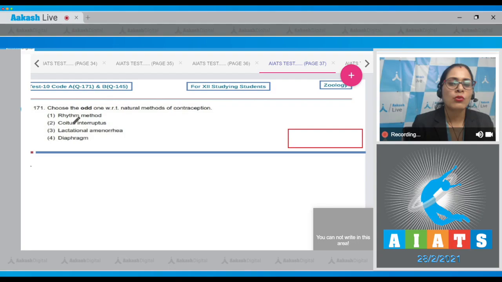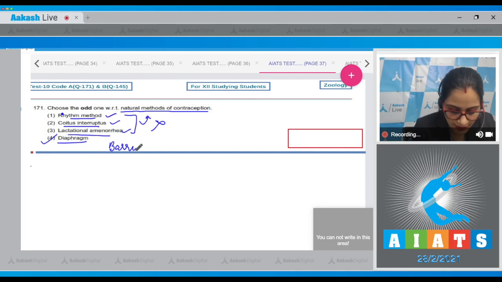Question number 171. Choose the odd one with respect to natural methods of contraception. Options given are rhythm method, coitus interruptus, lactational amenorrhea, and diaphragm. As options 1, 2, and 3, these are natural methods of contraception. So, these cannot be the correct answer. Option number 4, diaphragm, is a barrier method of contraception.